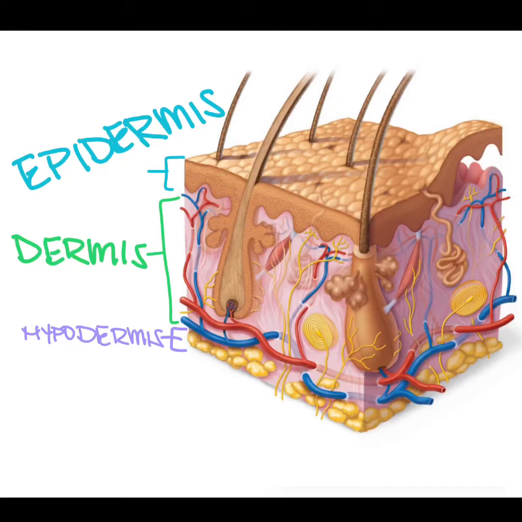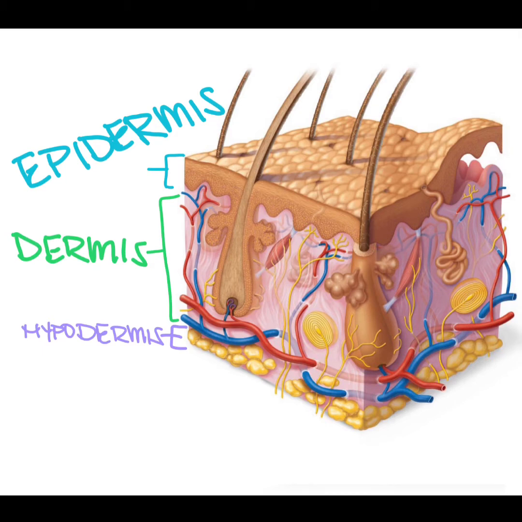The epidermis is the most superficial layer of the skin, then deep to that is the dermis, and deep to the dermis is the hypodermis. The epidermis is made of simple squamous epithelial tissue, the dermis is made of dense irregular connective tissue, and the hypodermis is made of adipose connective tissue.